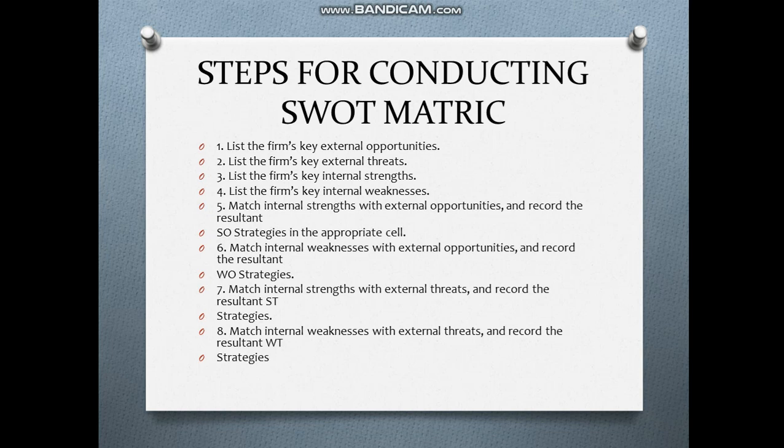So we have to list the firm's key external opportunities, list the firm's key external threats, list the firm's key internal strengths, and then list the firm's key internal weaknesses. The 5th step is matching the internal strengths with the external opportunities and recording the resultant strategy, the strength-opportunity strategy. Then match internal weaknesses with external opportunities and record the resultant strategies, the weakness-opportunity strategy. The 7th one is to match the internal strengths with the external threats and record the resultant strategies, and match the internal weaknesses with the external threats and record the resultant weakness-threat strategies.